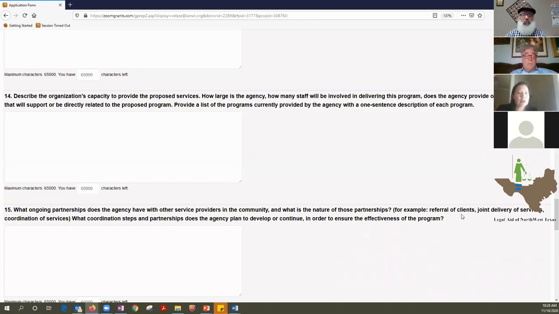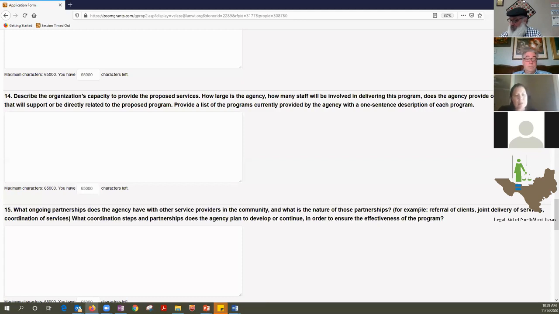Question 15, what ongoing partnerships does the agency have with other service providers in the community, and what is the nature of those partnerships? So here they're looking at what's your broader network, what kinds of social service agencies, social service providers do you work with? Larger nonprofit organizations potentially, or other types of city and county programs that have a focus also on housing, employment, childcare, youth training. The examples they describe: referral of clients, joint delivery of services, coordination of services.